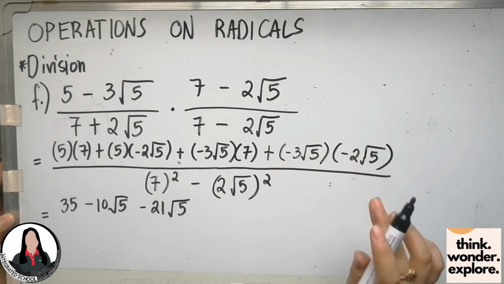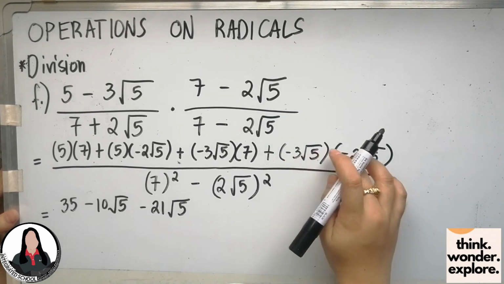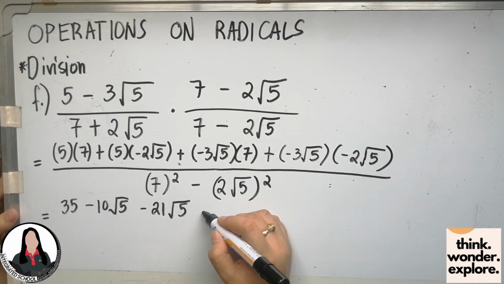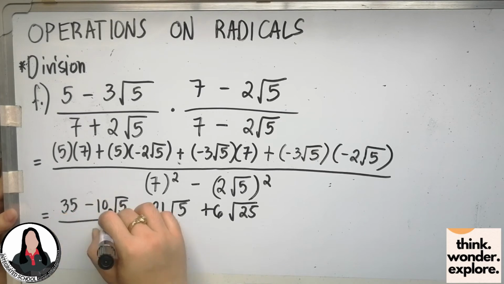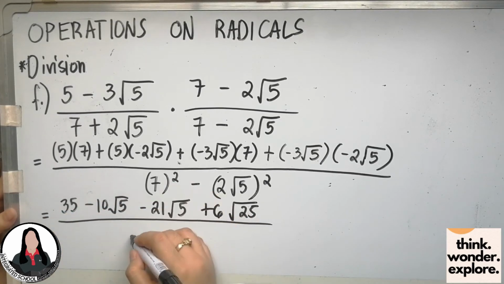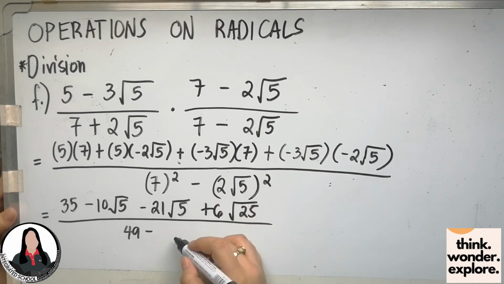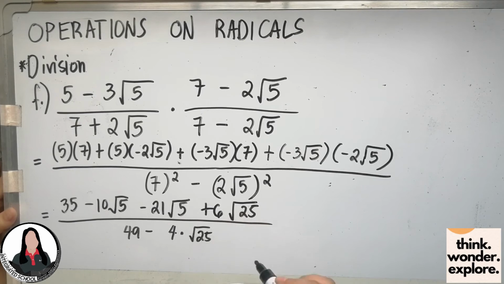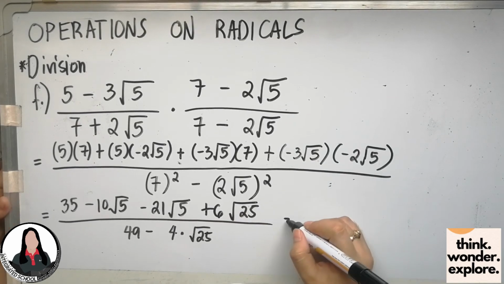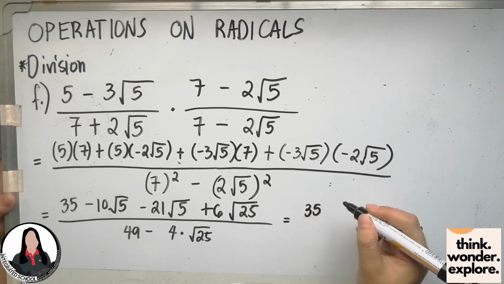Then negative 3 square root of 5 times negative 2 square root of 5, that is simply negative 3 times negative 2, that's positive 6, and then square root of 25. All over 7 squared, that is 49, minus, we have 2 squared, that is 4, multiplied by the square root of 25. Then, simply, we have 35.